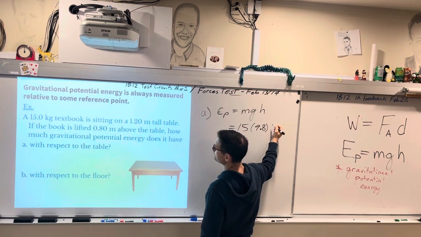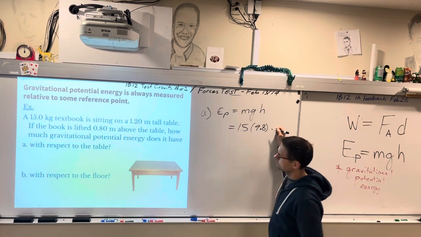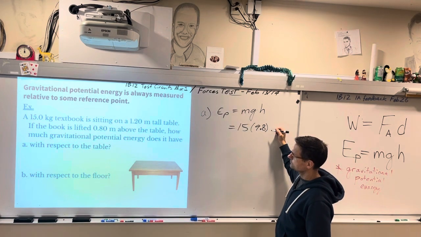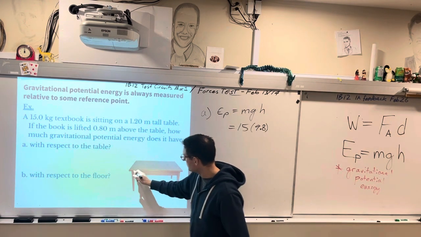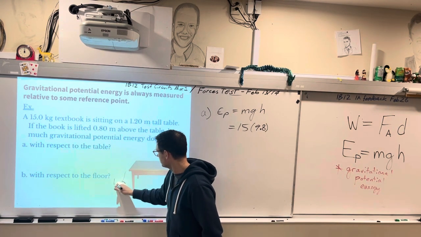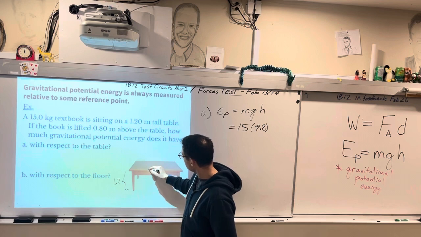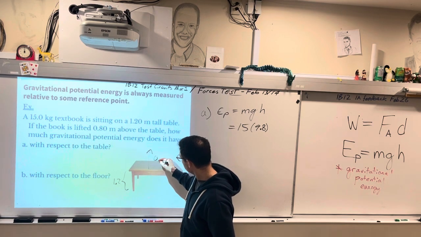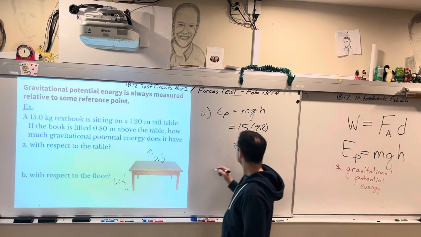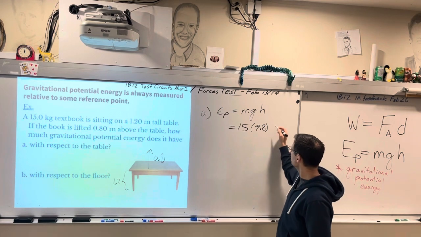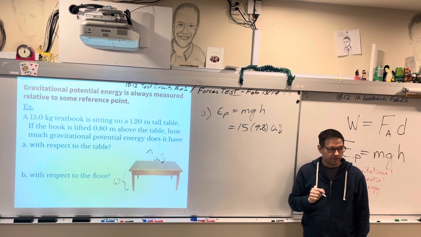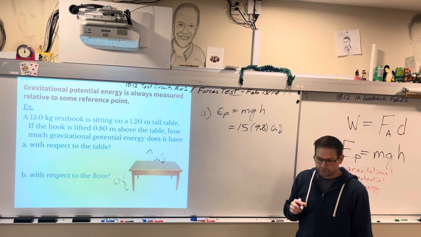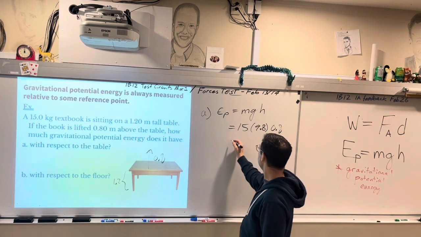How high is it in the beginning? 0. Oh, you have to do a minus sign. For the first it's 0.2. So the table is 1.2, right? And then we lift the object up 0.8. So relative to the table, your height is just 0.8.